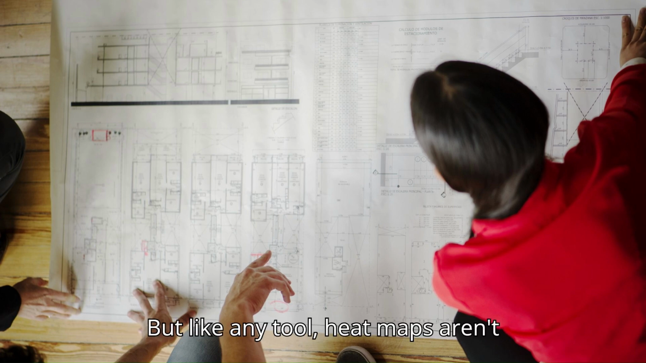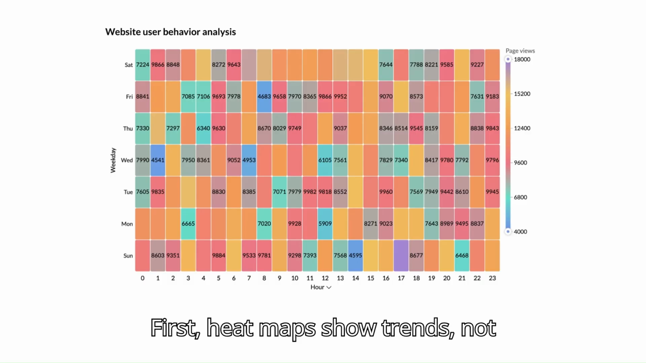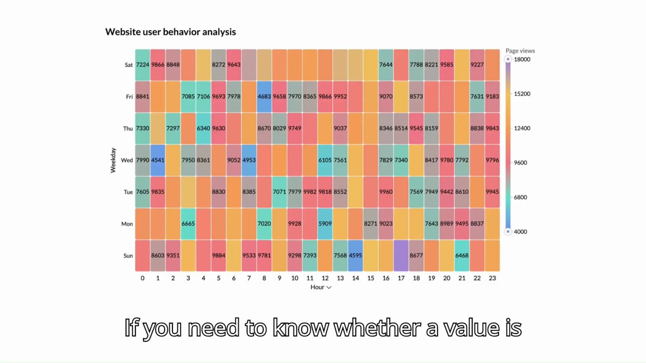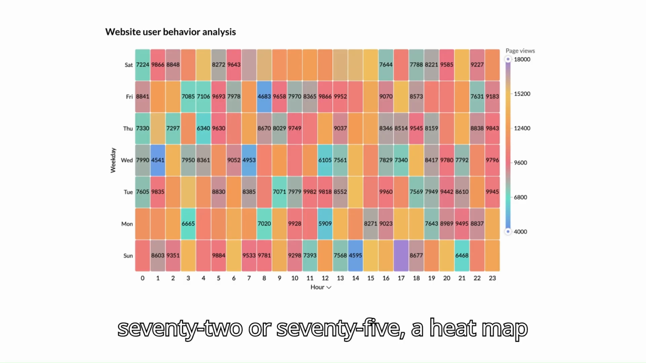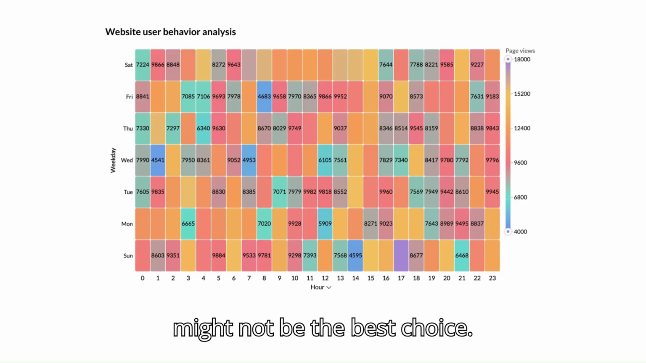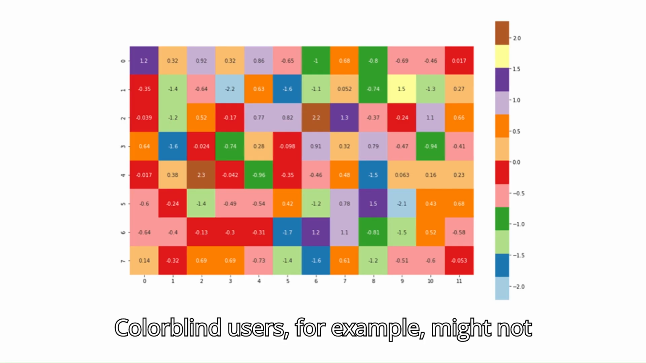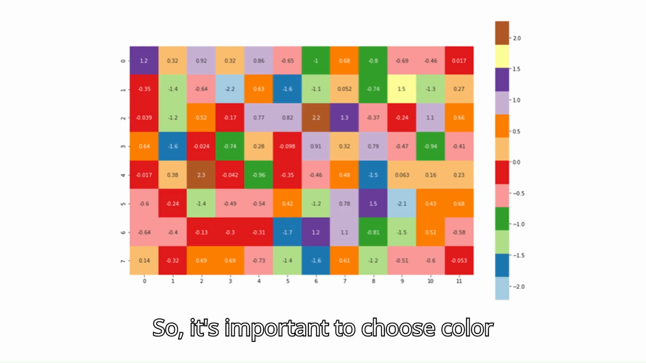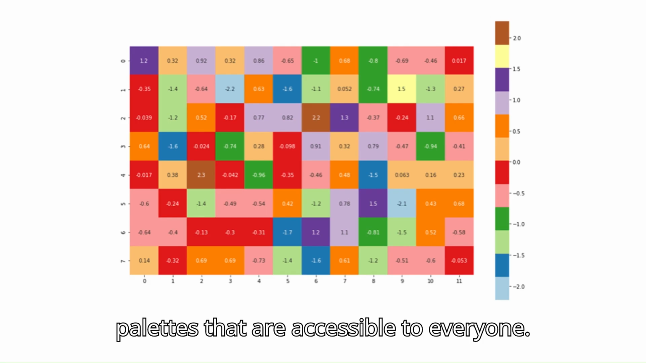But like any tool, heat maps aren't perfect. 1. No exact values. First, heat maps show trends, not precise numbers. If you need to know whether a value is 72 or 75, a heat map might not be the best choice. 2. Color perception issues. Colorblind users, for example, might not distinguish between red and green. So it's important to choose color palettes that are accessible to everyone.